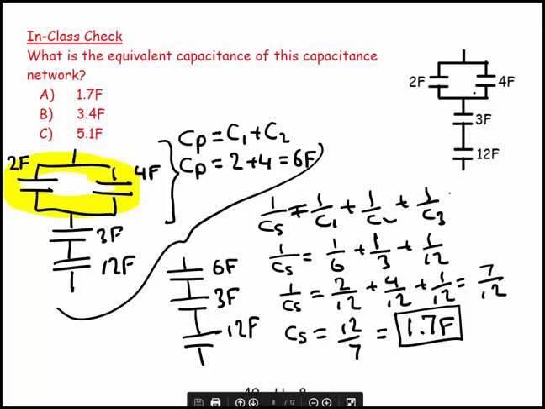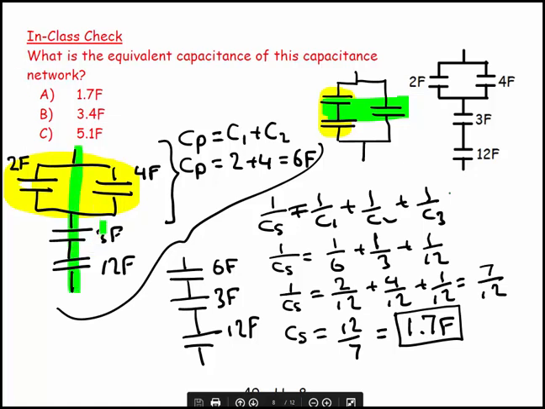Let's contrast this circuit with another circuit. So I could have a circuit where I have something like this. Can you see that this is a series bit inside a parallel? So do the series first and do the parallel second. And this guy here is a parallel bit inside a series. So do the parallel first and do the series second.